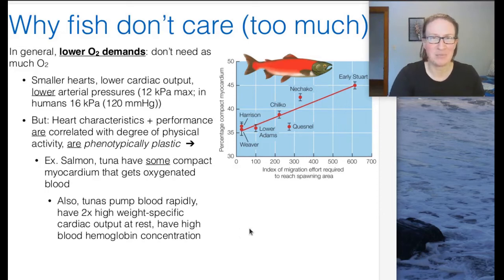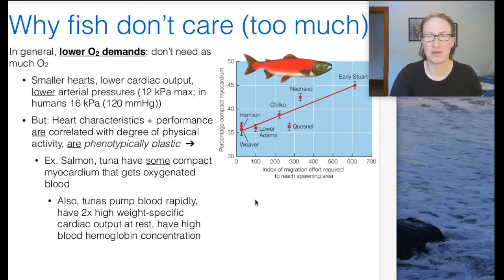So this might seem like not an optimal arrangement to have. However, in a lot of ways, this doesn't really have major negative repercussions for fish for a range of different reasons. First off, if we think back to the relative oxygen demands of fish, fish don't actually need as much oxygen as terrestrial animals do.